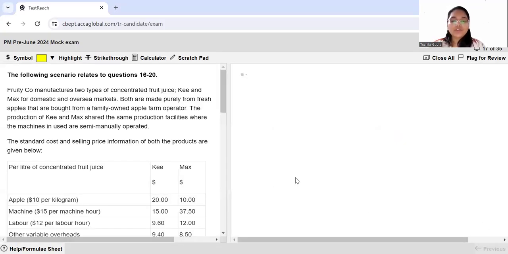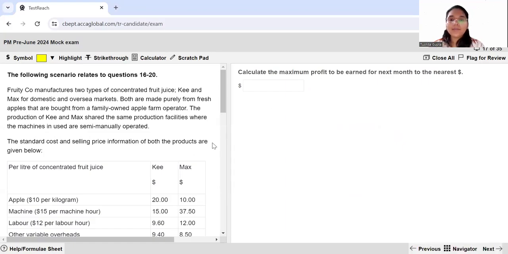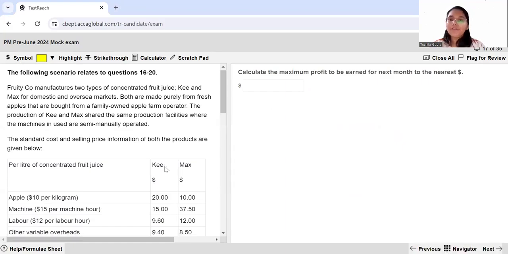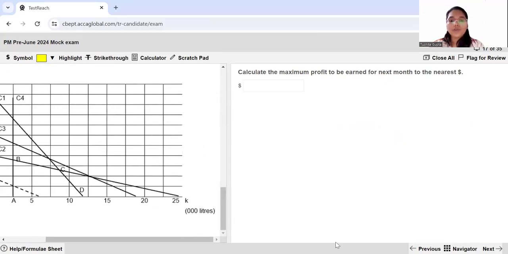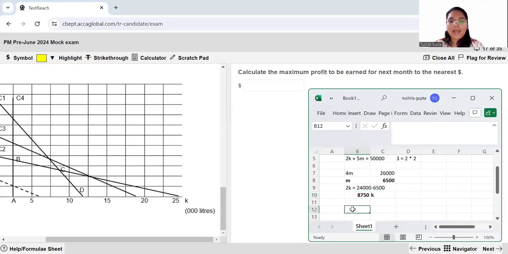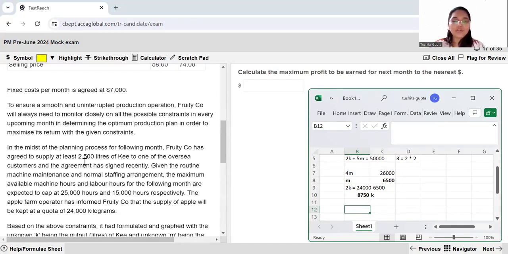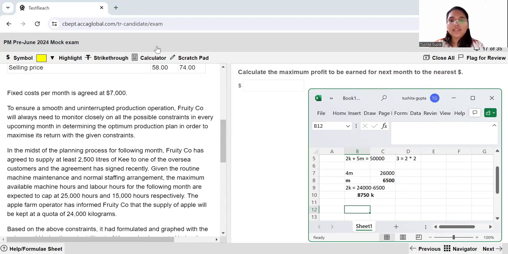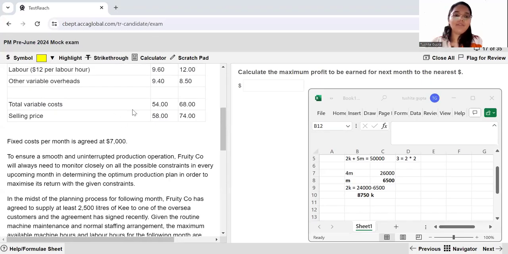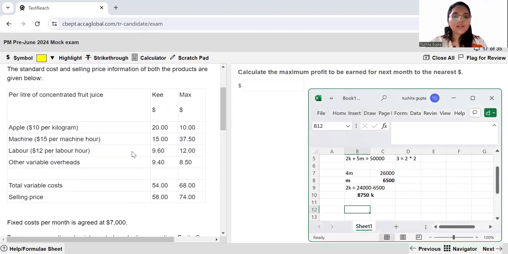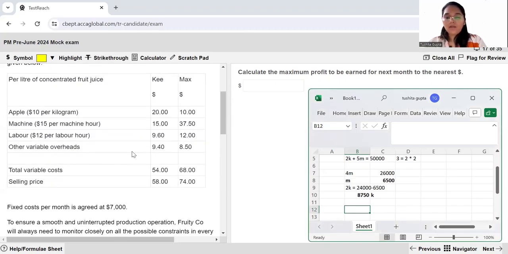Moving ahead to the next question, you have to calculate the maximum profit to be earned for the next month to the nearest dollar. So we've already found out the optimum production plan. Let us find out the contribution, and then from that I will subtract my fixed cost to arrive at the profits. So over here, I have the total variable cost as well as the selling price. My apologies, let's first find out the total contribution.